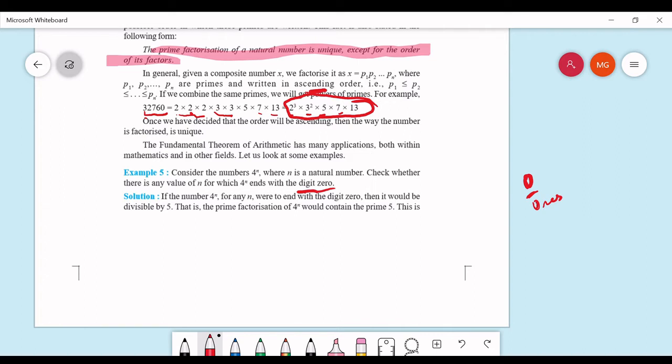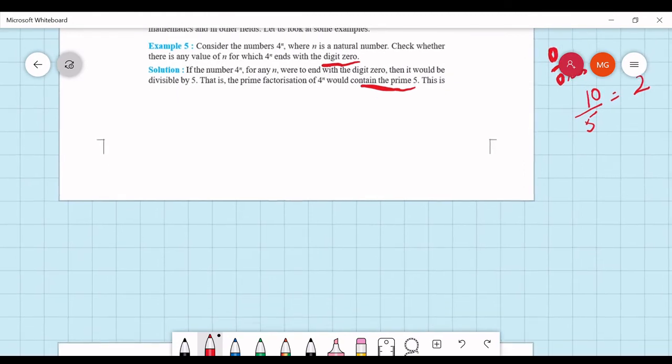If the number 4 to the power n, for any n, were to end with digit 0, then it would be divisible by 5. You know that if you divide 10 by 5, you can very well get a whole number. So to end with 0, it would be divisible by 5. That is, the prime factorization of 4 to the power n would contain the prime 5. That means it should contain 5 as a prime factor. So is this possible?